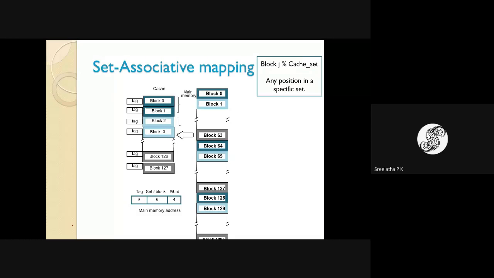A number of blocks is grouped together to form a set. This particular example is two-way set associative. Two-way set associative means 2 blocks are grouped to form a set. And we say generally it is k-way set associative technique, where k can be any number. If k value is 3, 3 blocks are grouped together to form a set. If k value is 4, 4-way set associative means 4 blocks are grouped together to form a set.